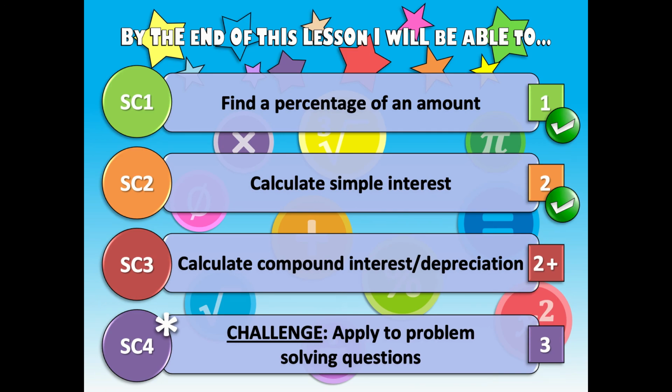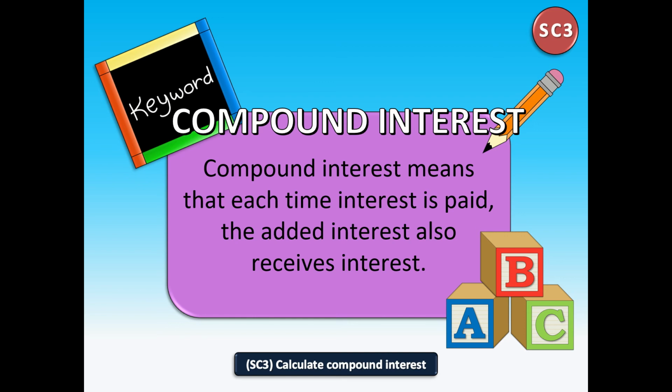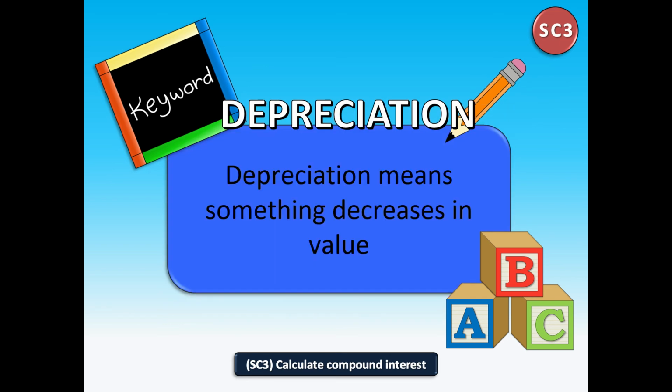So now we're going to move on to number 3, and this is to calculate compound interest and depreciation. Compound interest means that each time interest is paid, the added interest also receives interest. Depreciation means something is decreasing in value.